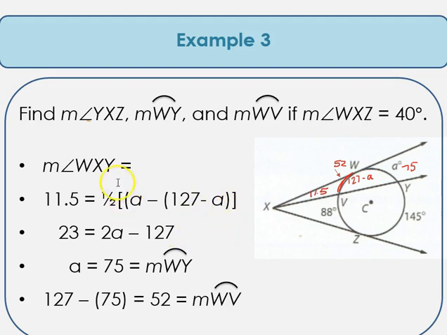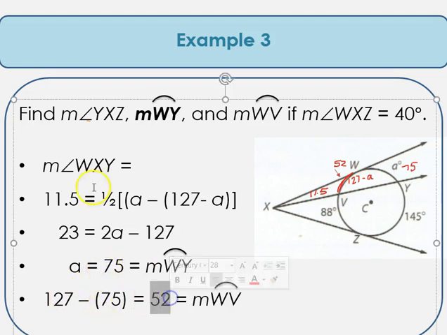The first thing we want to do is cancel out our fractions. So we'll multiply both sides by 2, and we end up with 23 equals 2A minus 127. And if we add 127 to both sides and then divide by 2, we end up with 75. So we now have A equals 75 degrees, and that is the measure of arc WY. And to solve for the measure of arc WV, we can now say it is 127 minus A, so 127 minus 75 equals 52 degrees.